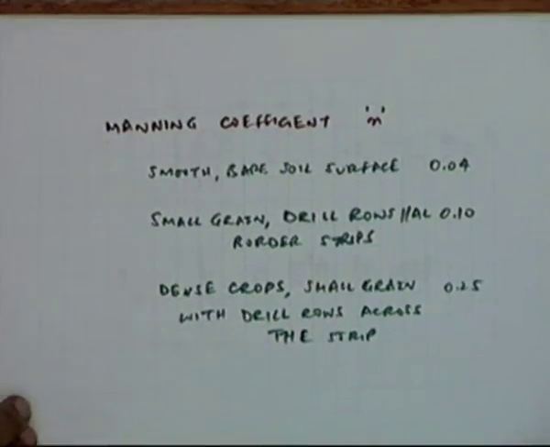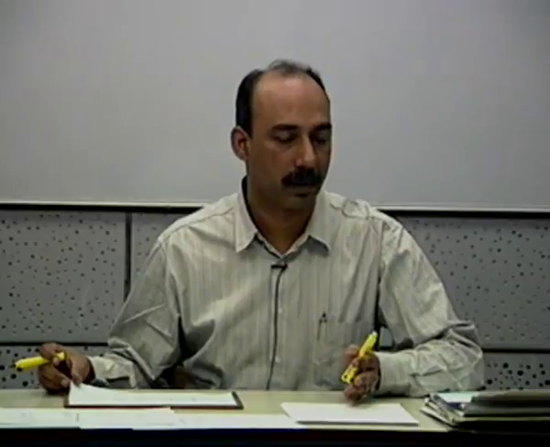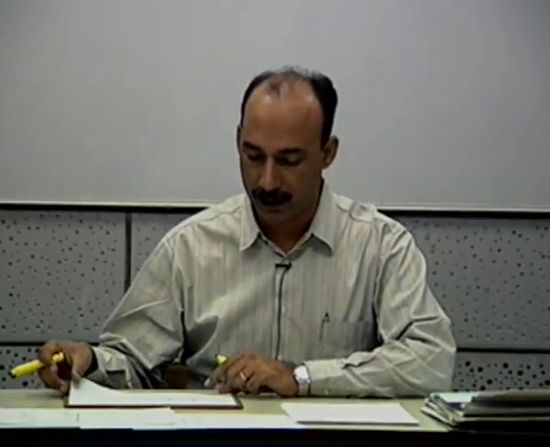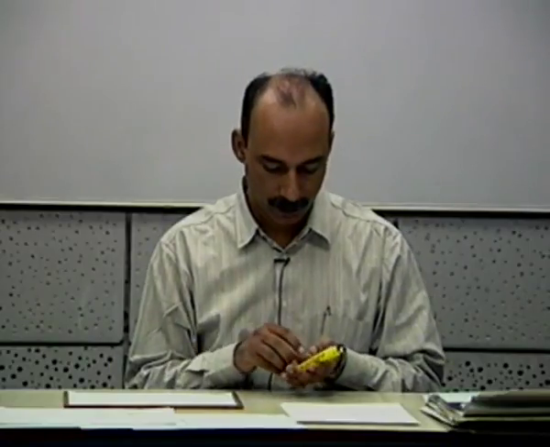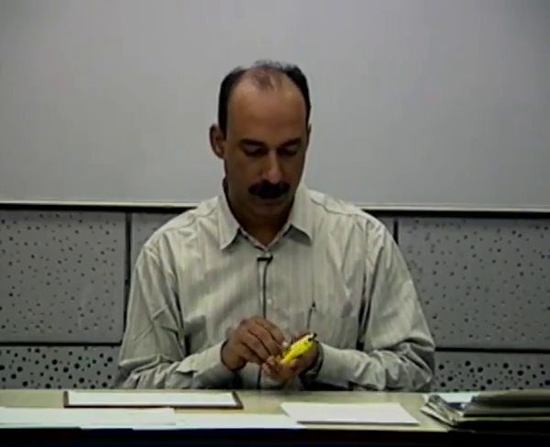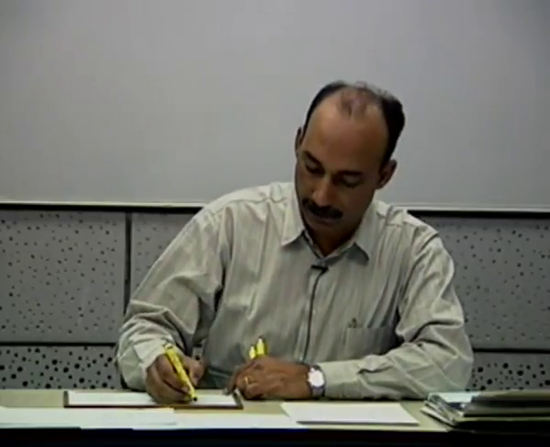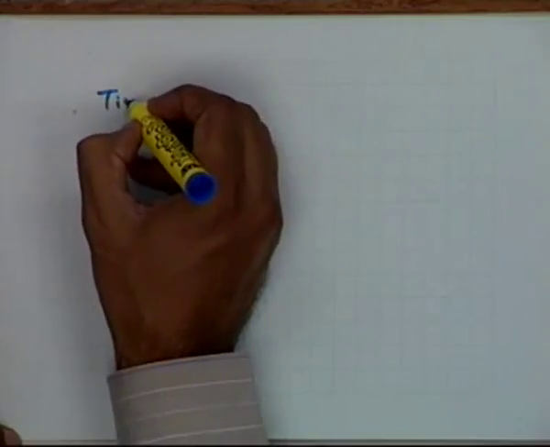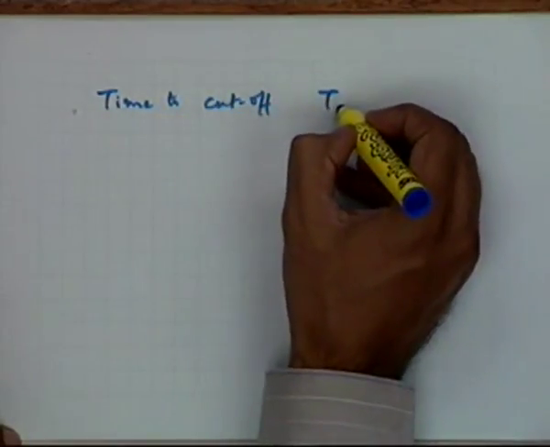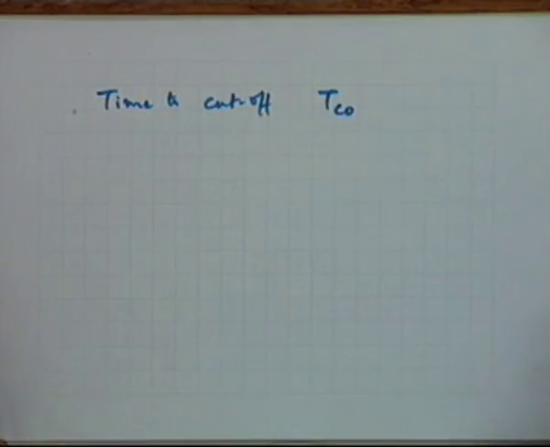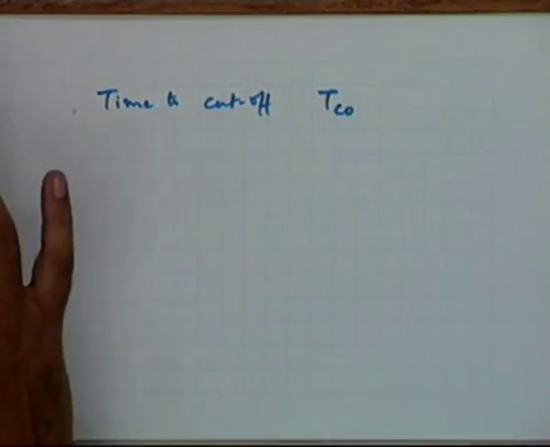The same n values or similar n values are chosen if there is a similar situation, the difference is not much. The only difference is that you have the flat areas. Now besides this, you will also be interested in knowing what is the cutoff time, the time to cut off, which we are calling as TCO, and the relationship used for the time to cut off.